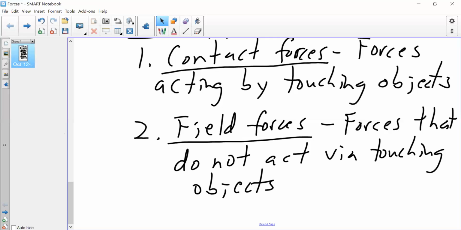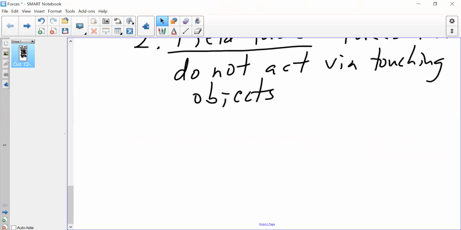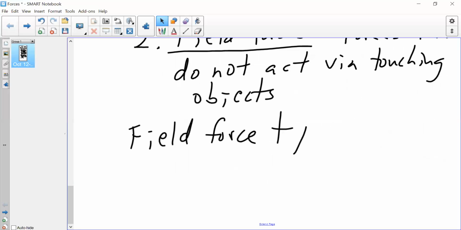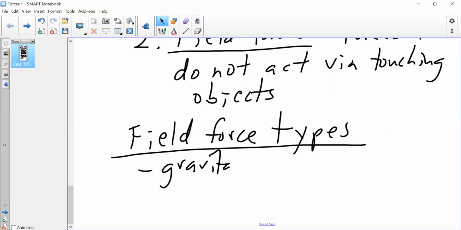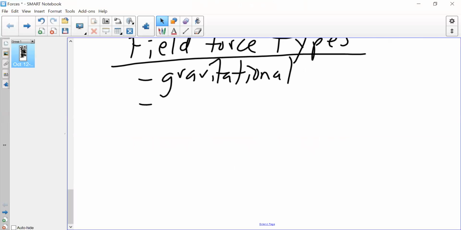All right. So that being said, of the field forces, there are 4 different types of field forces. Mostly we're going to stay at the gravitational field force. There is the electromagnetic.